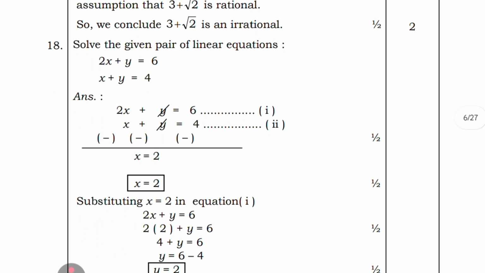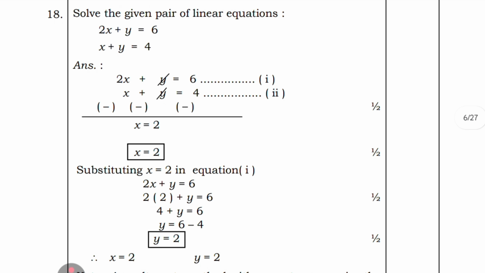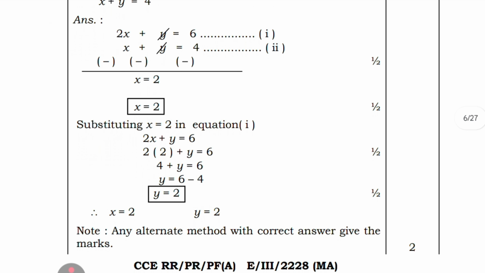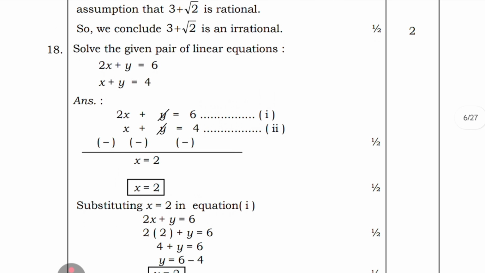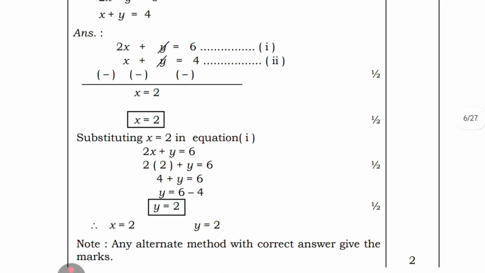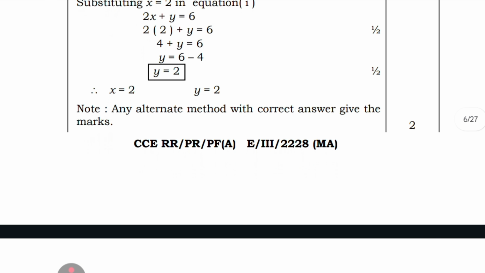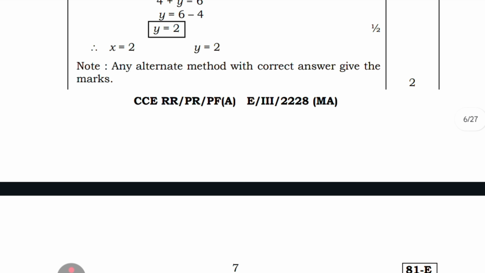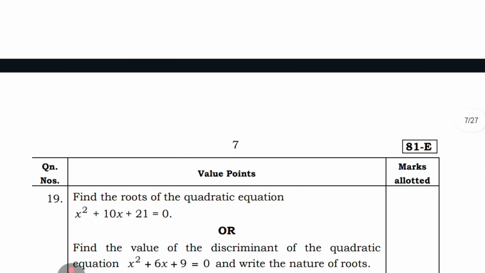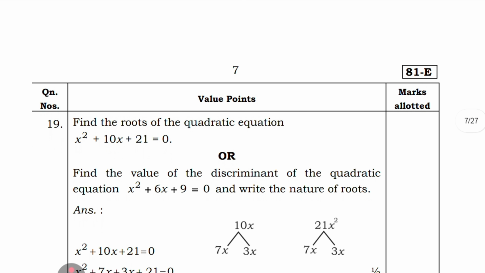And solve the given pair of linear equations: 2x plus y is equal to 6, x plus y is equal to 4. Here you can also solve this by the elimination method. Even if they have not mentioned the method, you can solve it by elimination. Note that any alternate method with the correct answer is given marks, they have told. So any method you can solve, but my suggestion is to solve with the elimination method, which will consume less time.